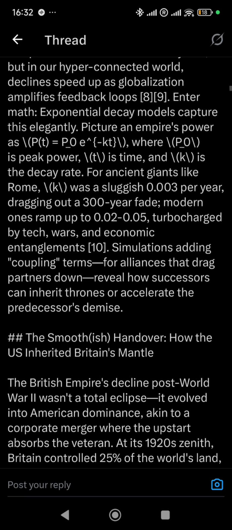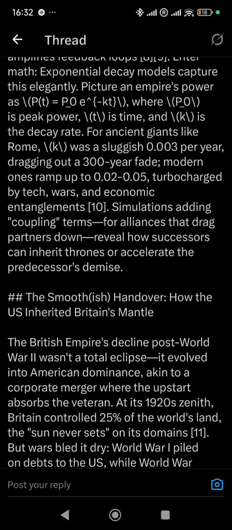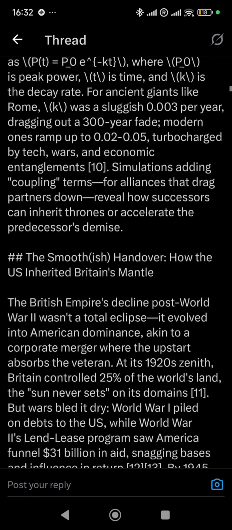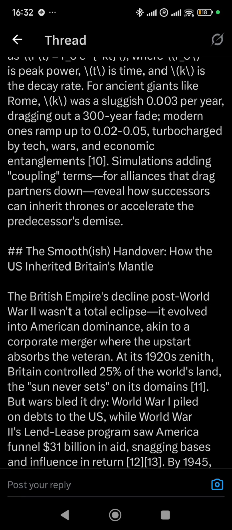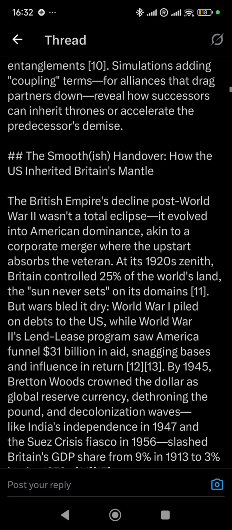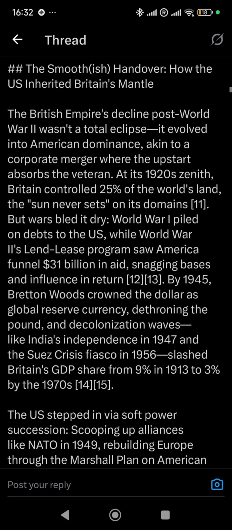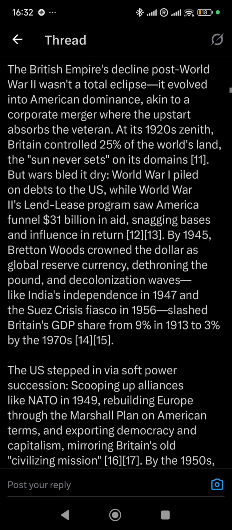Reference number 10. Simulations adding coupling terms for alliances that drag partners down reveal how successors can inherit thrones or accelerate the predecessor's demise. The smooth-ish handover: how the US inherited Britain's mantle. The British Empire's decline post-World War II wasn't a total eclipse. It evolved into American dominance, akin to a corporate merger, where the upstart absorbs the veteran.